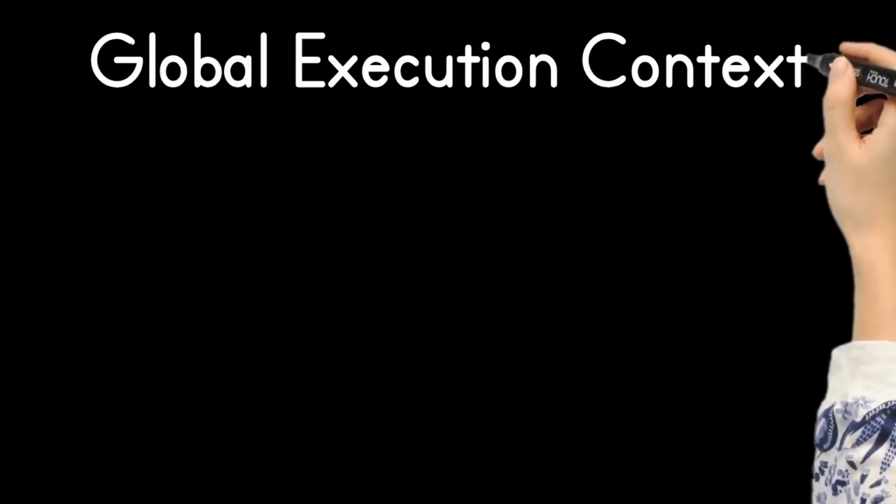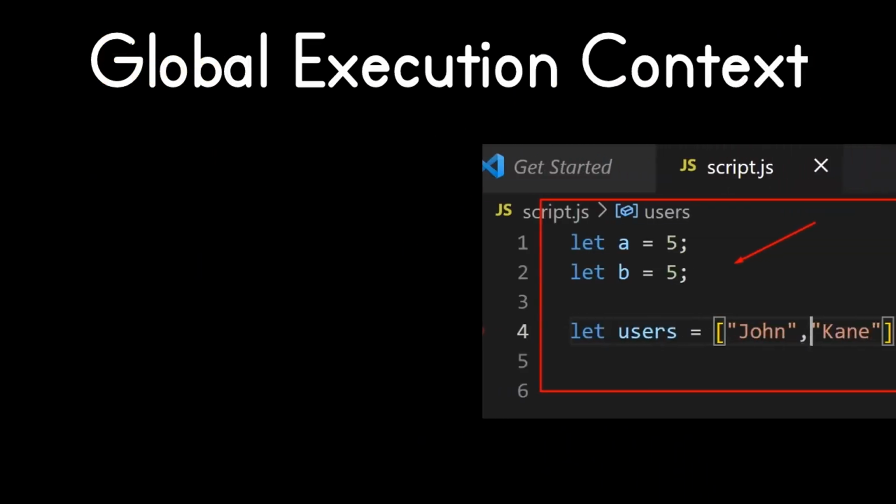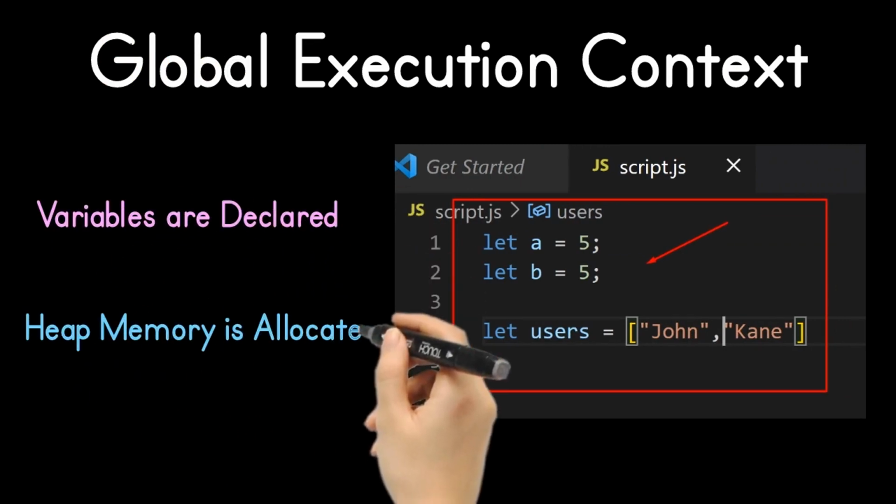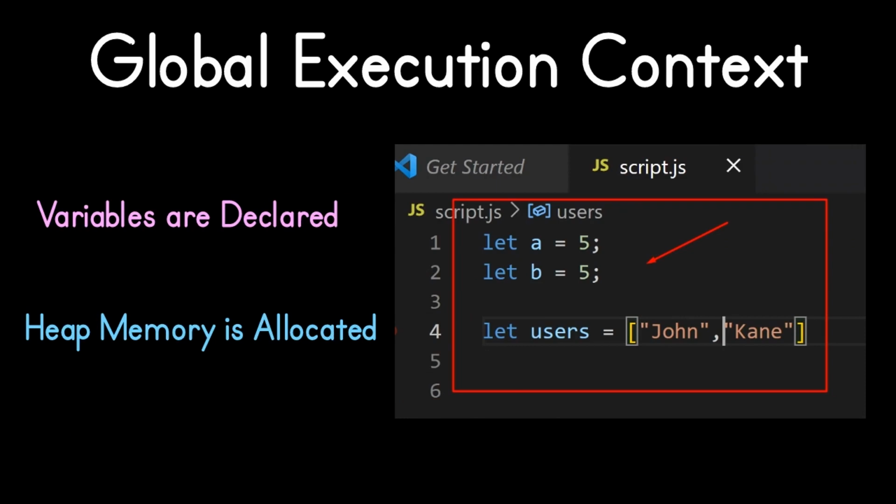Now guys, we will be understanding what is global execution context. You can see from the figure itself, we have written this code here. We have declared two variables a and b, and we have also declared a user array as well. So basically it's a place inside our program where we declare variables, arrays, or any sort of objects that you want to declare in JavaScript.